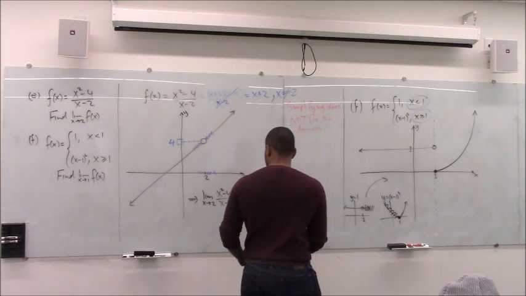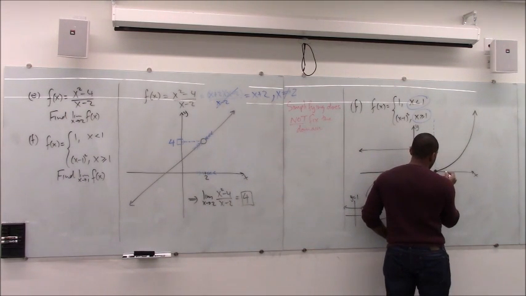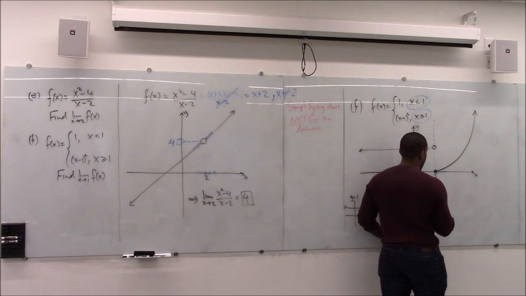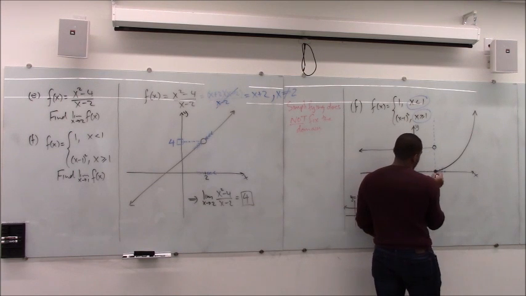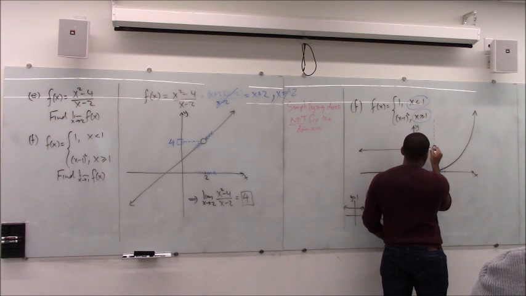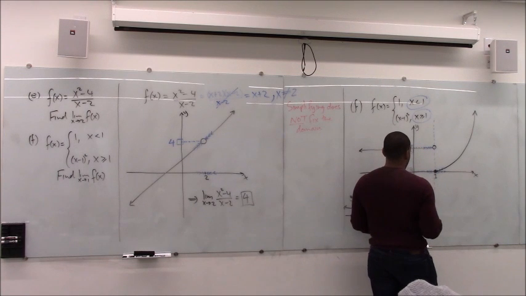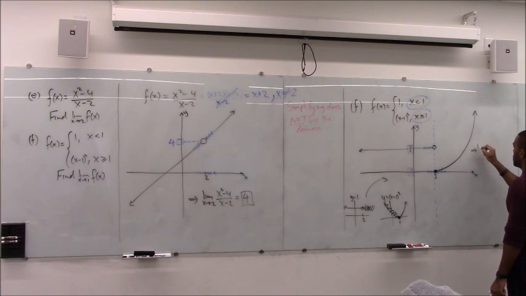So if you play the same game here, I'm inching closer and closer to 1 from this side, then on the graph I'm here, inching closer and closer to 1, then coming over here, my y values are approaching 0. If I'm inching closer and closer to 1 from the left side, then on the left side I'm over here, inching closer and closer to 1, and the y values are approaching 1. And so, that being said, what is the limit as x approaches 1 of our function?